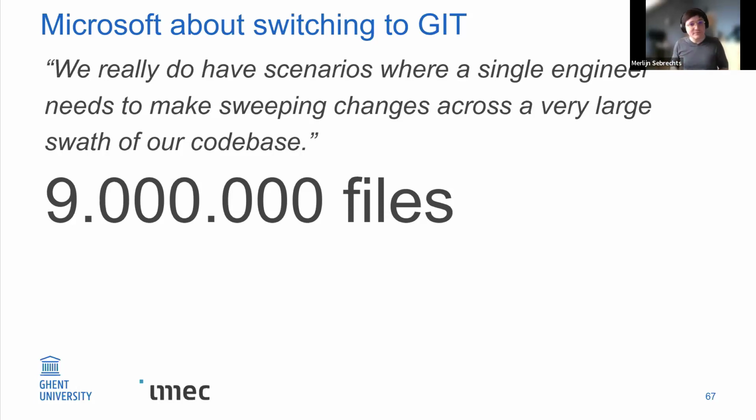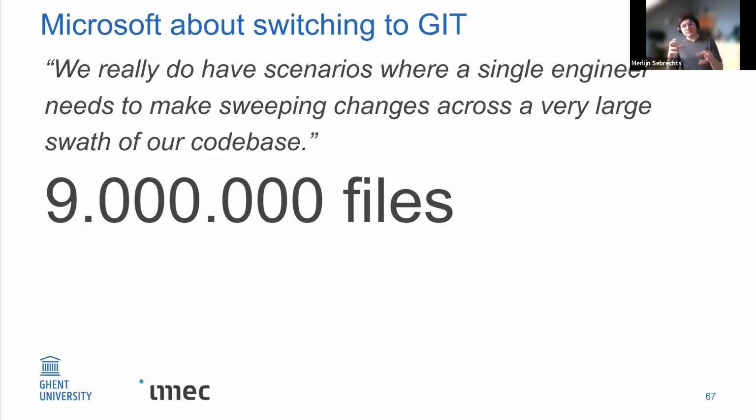But Microsoft had the issue that the entire Windows code base is a single code base, because they really have scenarios where a single engineer needs to make sweeping changes across the entire Windows code base, from the kernel to user space to the hypervisor. Some changes need a single person changing a bunch of files everywhere. And that means that the repository for Windows has 9 million files. This was something that Git couldn't handle at the moment.